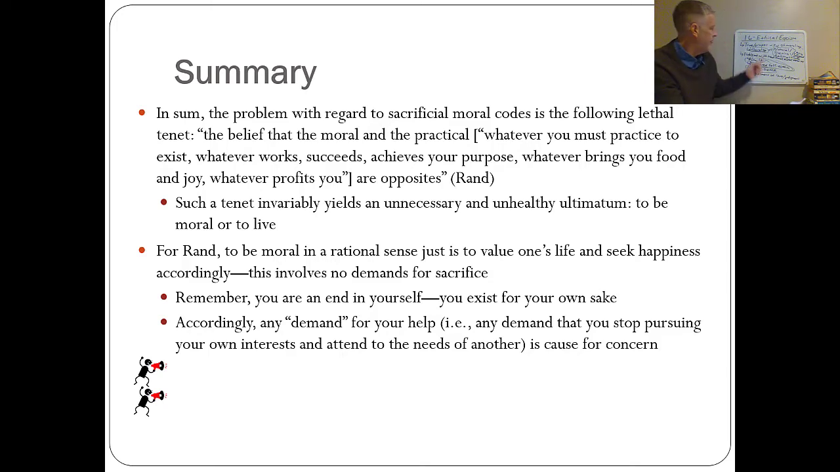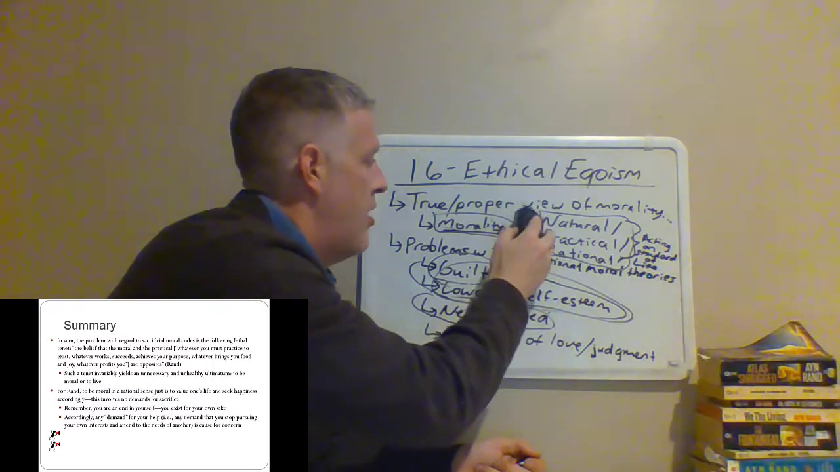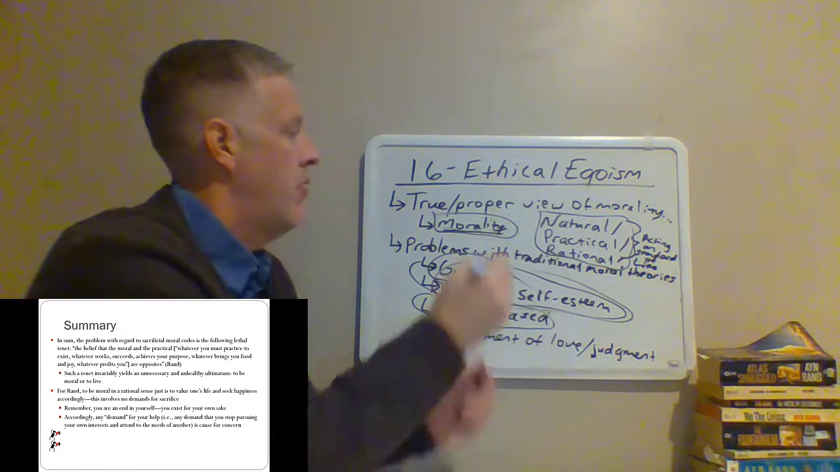Quote, the belief that the moral and the practical. And what does she mean by practical? Whatever you must practice to exist, whatever works, succeeds, achieves your purpose, whatever brings you food and joy, whatever profits you. So again, the more general quote: the belief that the moral and the practical are opposites. That is the lethal fundamental tenet at play with respect to all these traditional moral theories, and that's the problem she has. These ought not to be at odds.